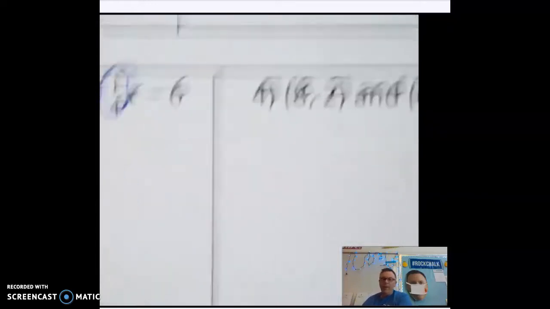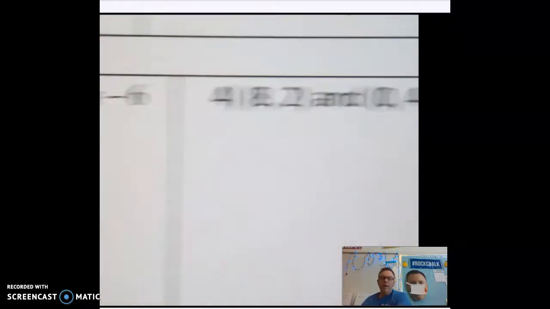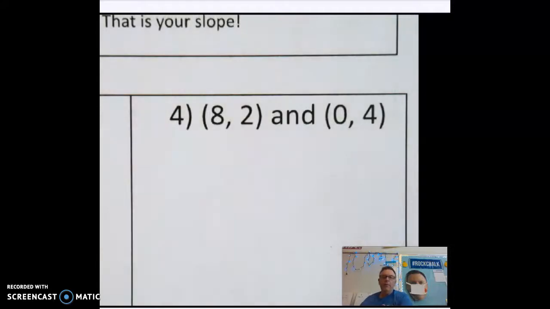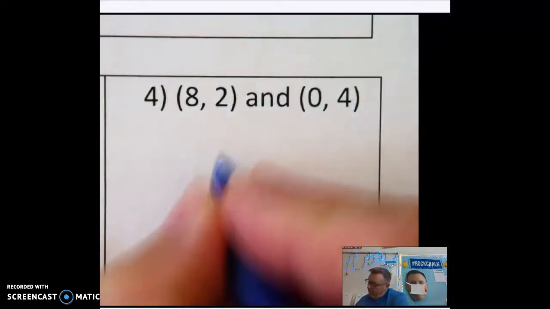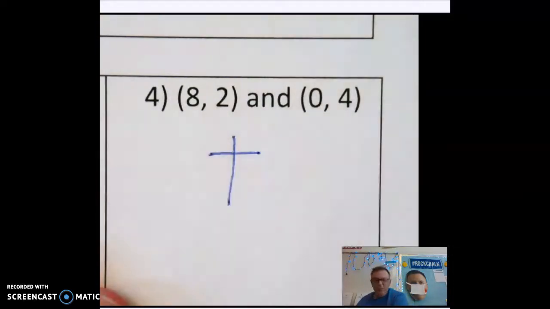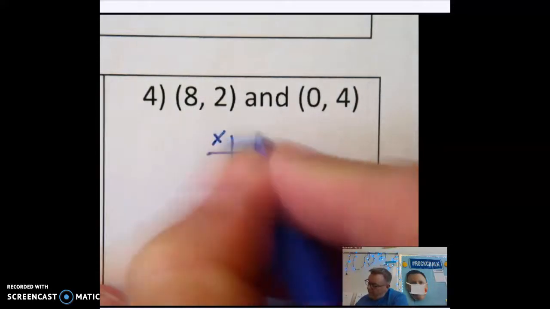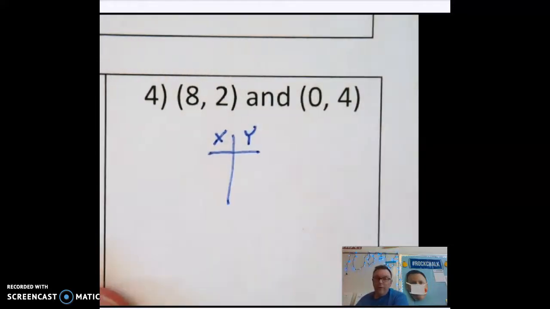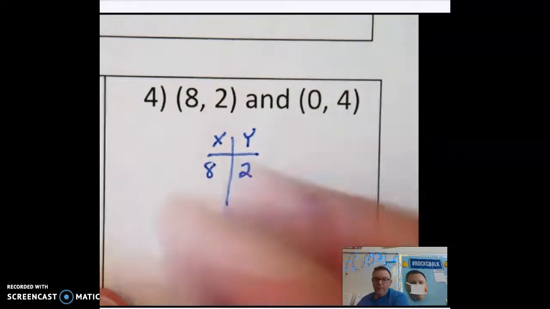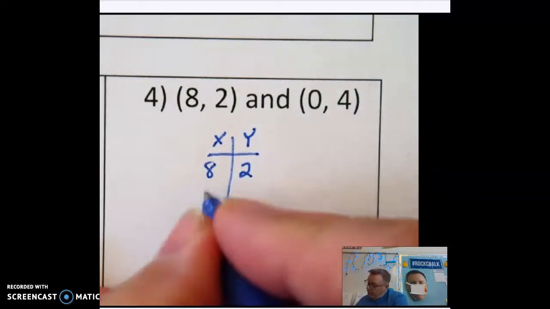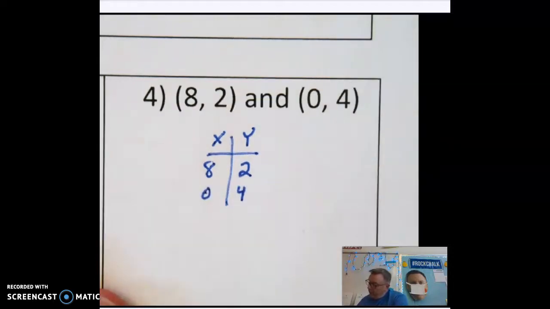Okay, last one that we want to practice on. Let's go ahead and find the slope from these 2 points. Okay, so we said the best way to do it, most straightforward for most people, is let's just put them in a table. So there's x and y. 8, 2, first number is always x. And then the next one is 0 and 4.